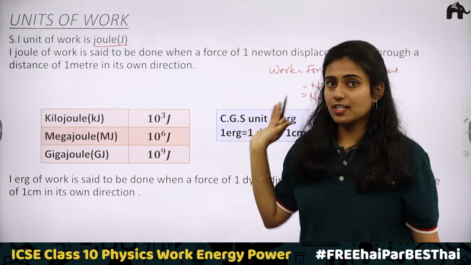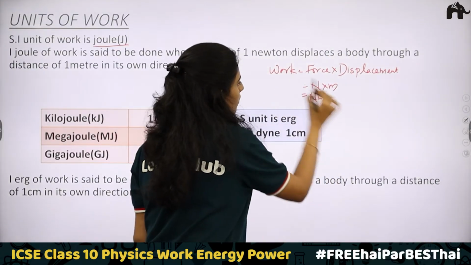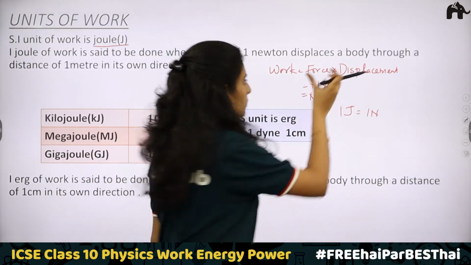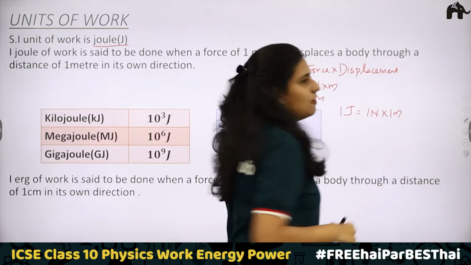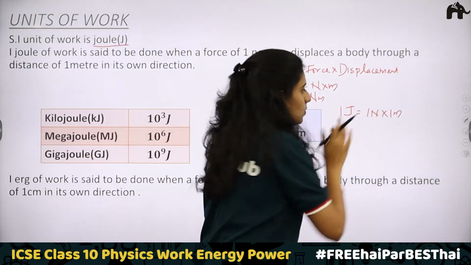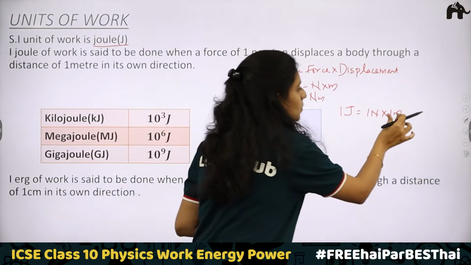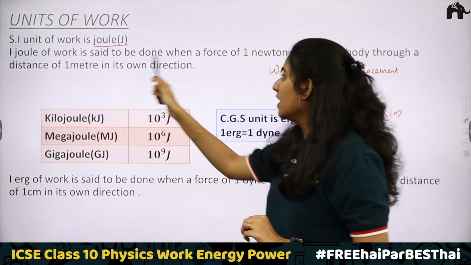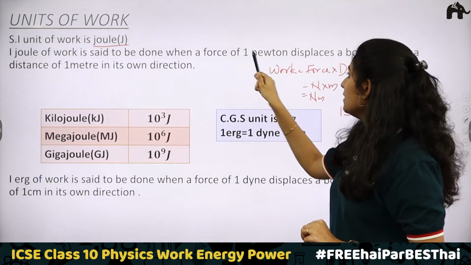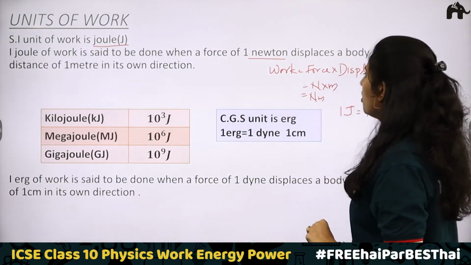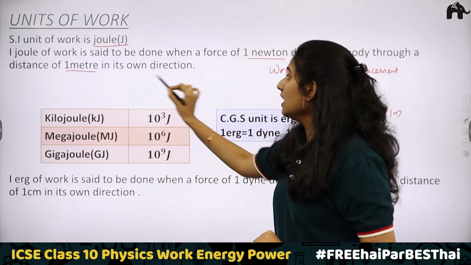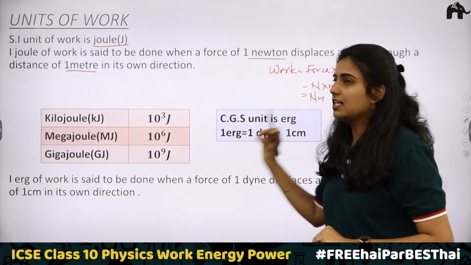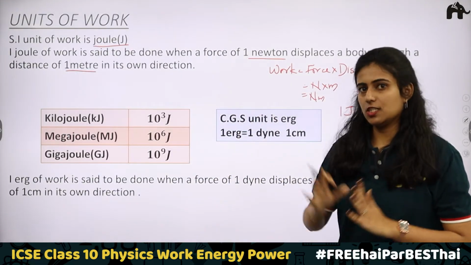Clear? And what is 1 Joule? Here we understand when do we get 1 Joule of work. When 1 Newton of force is applied to displace a body through a distance of 1 meter. If a force of 1 Newton displaces a body through a distance of 1 meter, then the work done is said to be 1 Joule. 1 Joule of work is said to be done when a force of 1 Newton displaces a body through a distance of 1 meter in its own direction. Direction is important. In which direction is force applied? The displacement should also be in the same direction. So, got the SI unit.